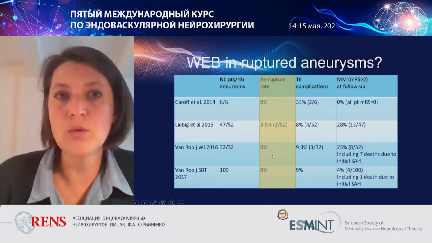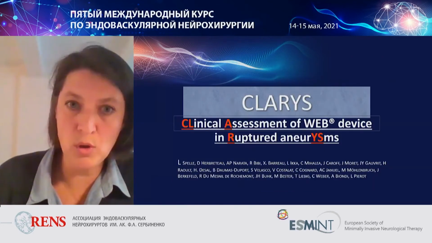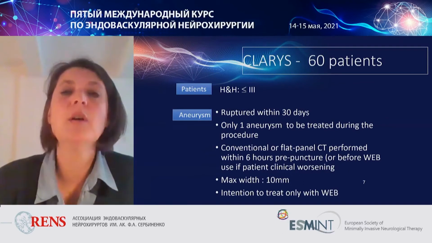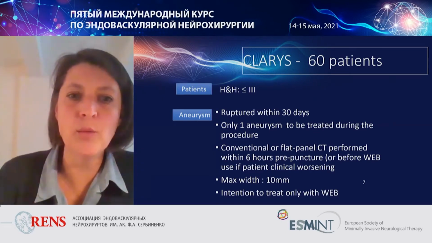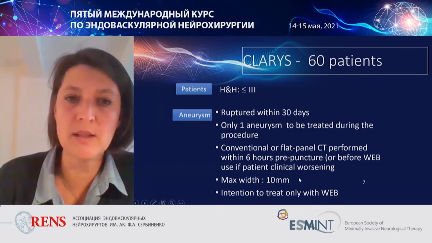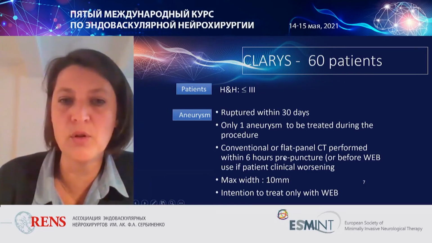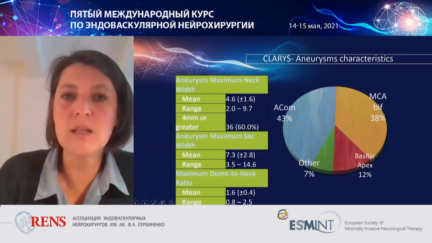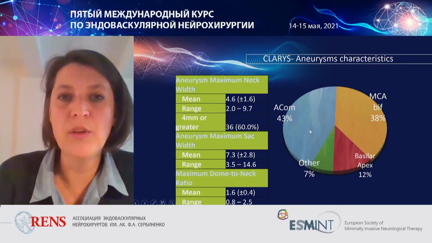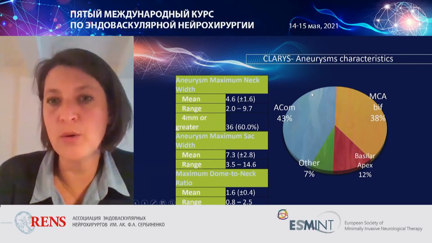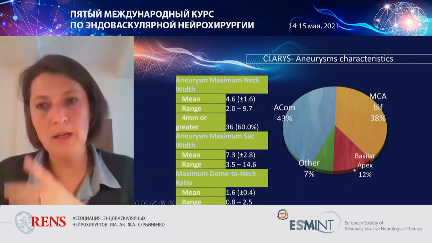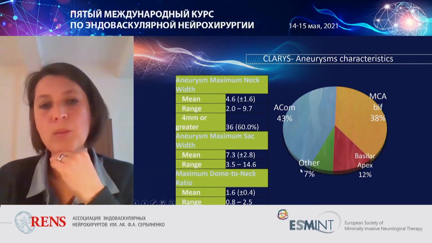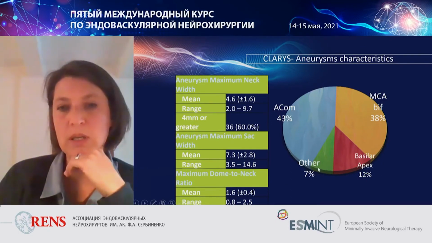The goal of studying ruptured aneurysm was the goal of CLARYS, and CLARYS included 60 patients. The maximum width of aneurysm to be treated was 10 millimeters because of the size of the device. And as you can see, the aneurysms were mainly AComA aneurysms, then MCA bifurcation aneurysms, then basilar tip aneurysms, and others in a few cases.